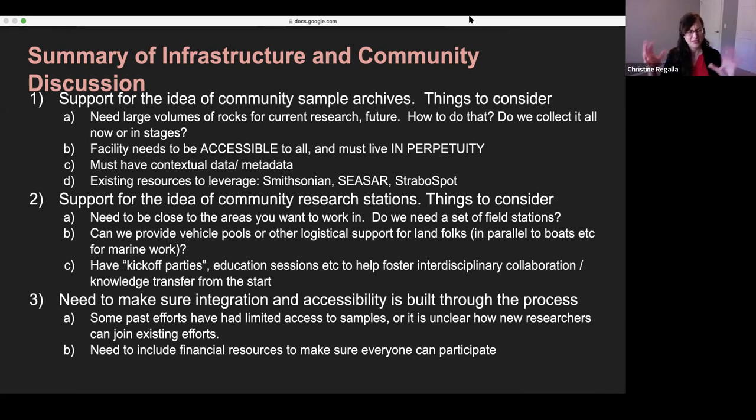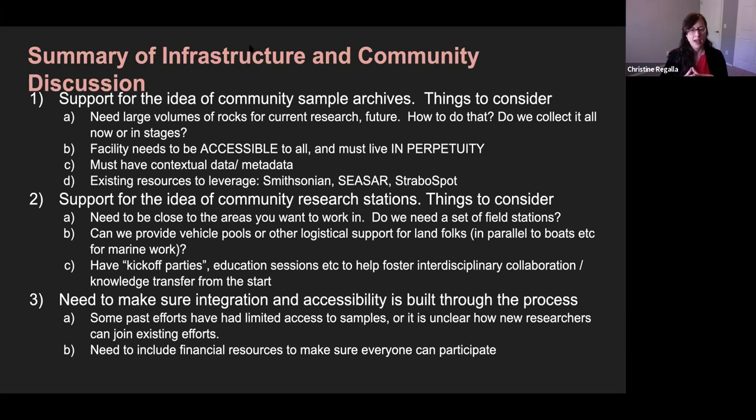And the third point, this is kind of a catch-all that came up in a lot of different ways, but we need to make sure that integration and accessibility is built throughout the process. There was some discussion that some past similar community efforts have made it difficult to access community samples, or it was unclear how new researchers could join these existing efforts. And so we need to make sure we build in ways to bring a diverse community into our projects. And part of that is that we need to include financial resources for all participants to make sure that can actually happen. So that's the summary that I was going to present.